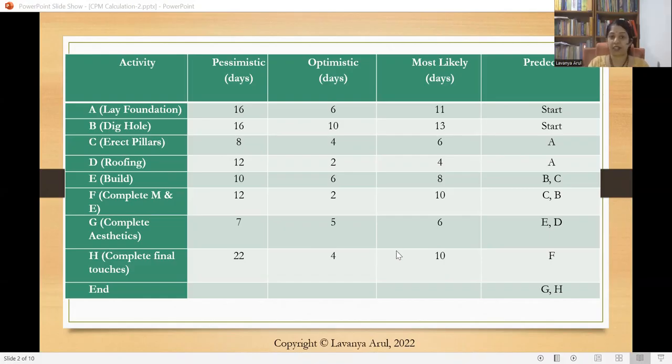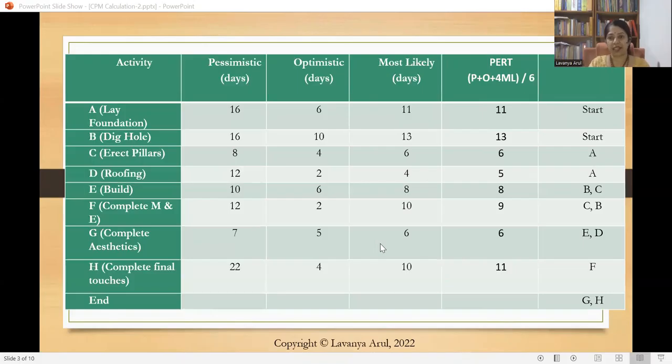So what we are trying to do is identify the PERT calculation first. PERT formula, we are all familiar with this. Pessimistic plus optimistic plus 4 times most likely, divided by 6. Based on statistical analysis, we are going with this PERT analysis. And when we replace the P value, O value, and ML value in this formula, we get this answer.